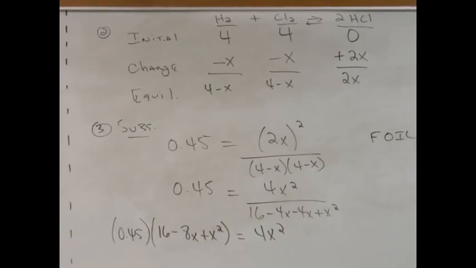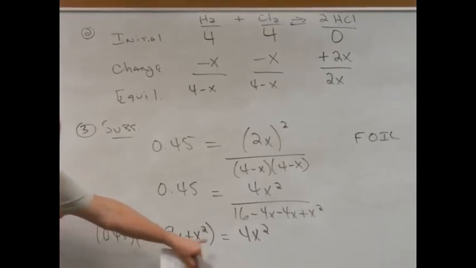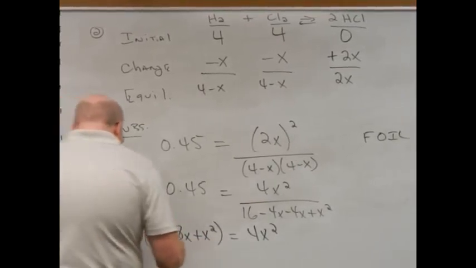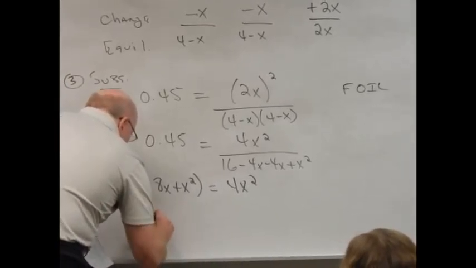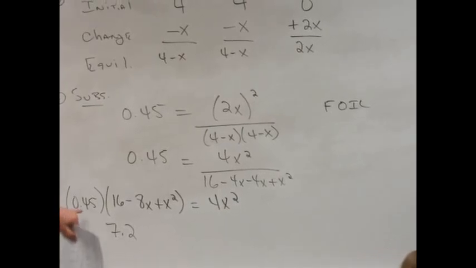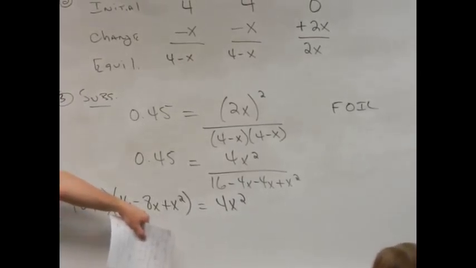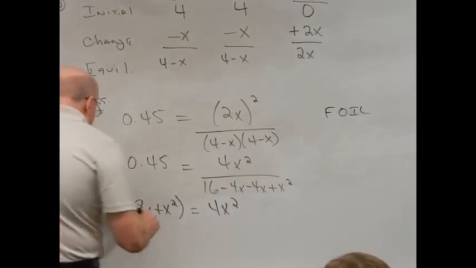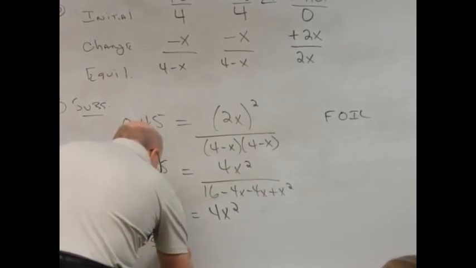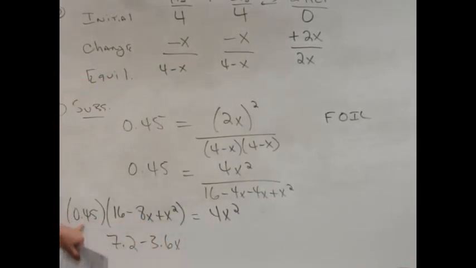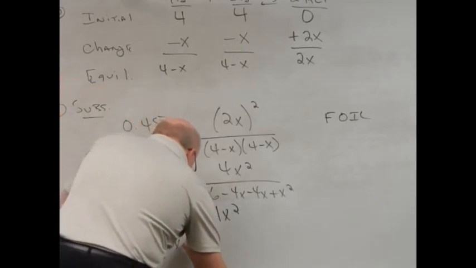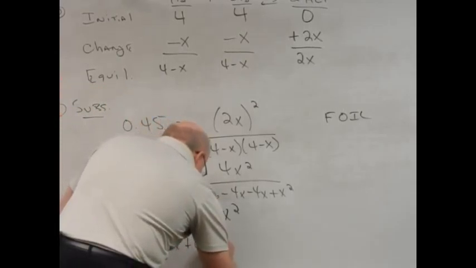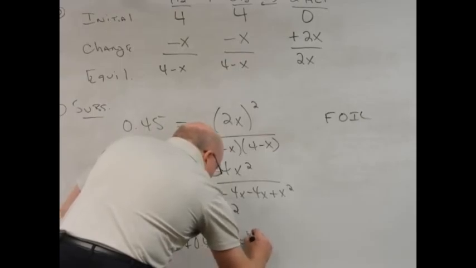When I multiply this through, I take the 0.45 and I walk it through the terms. 0.45 times 16 is 7.2. 0.45 times minus 8 becomes minus 3.6x. 0.45 times positive x squared becomes positive 0.45 x squared.